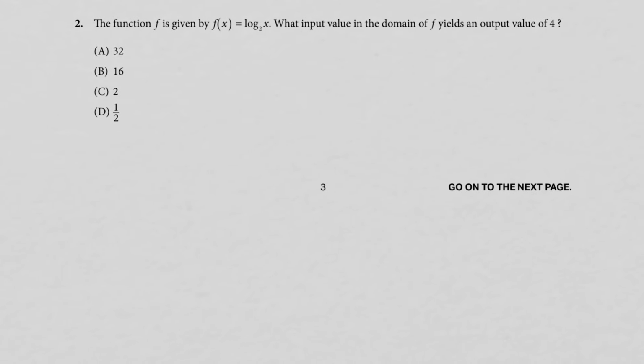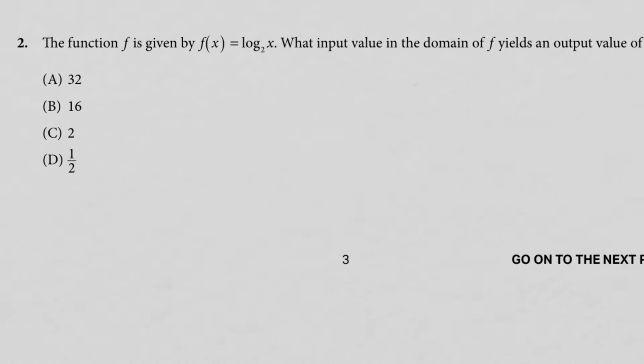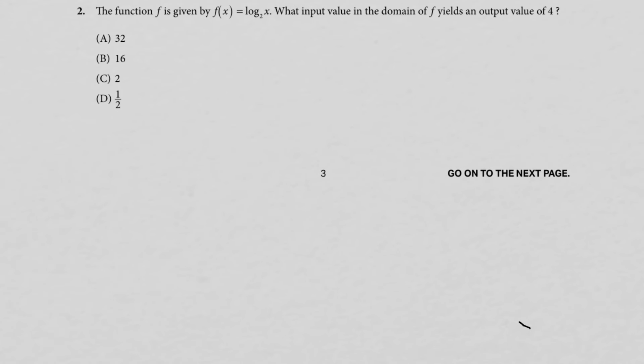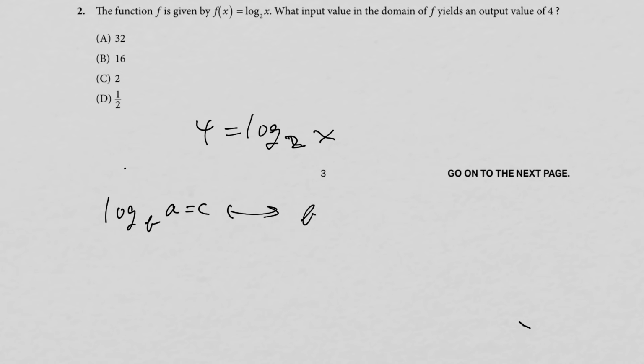Question 2. Log base 2 of x. Which number causes a value of 4 to come out of the function? So we're talking about 4 equals log base 2 of x. Now you can rearrange any equation like log base b of a equals c to b to the c equals a. So this would be 2 to the 4th equals x, or 16 equals x, which is the answer to the second question.